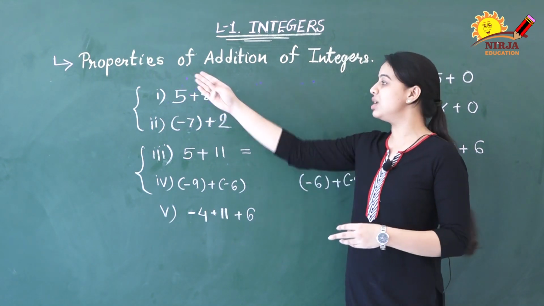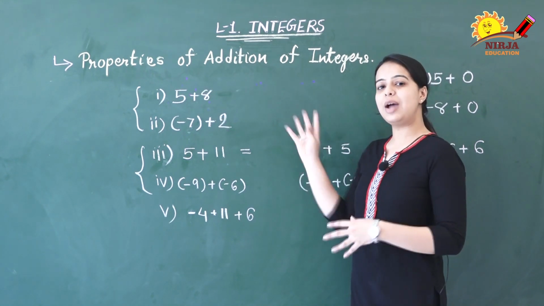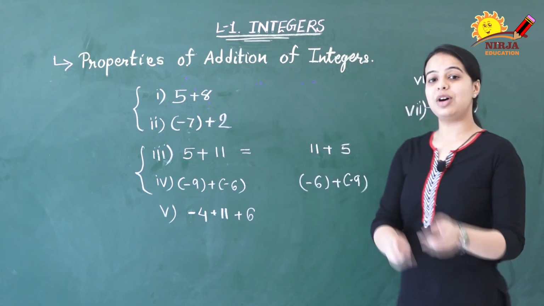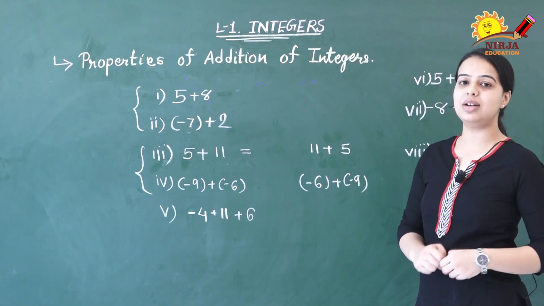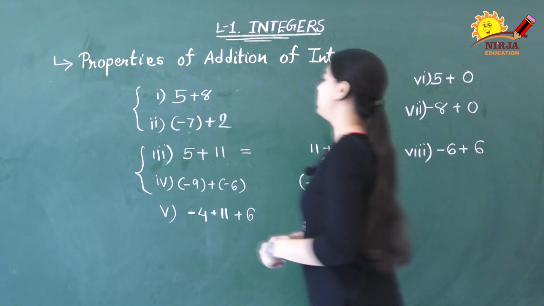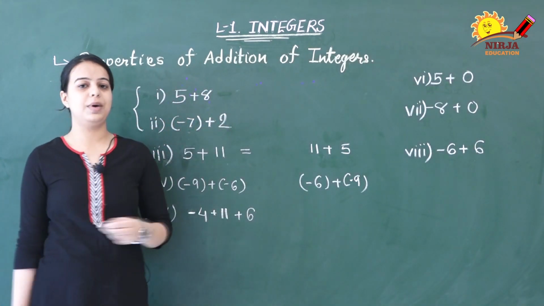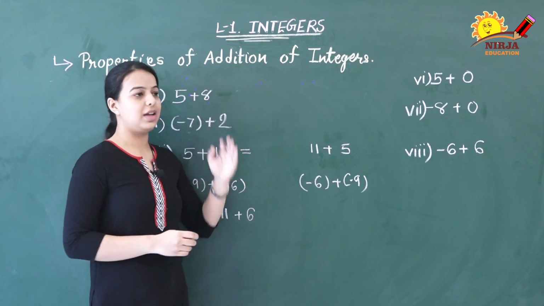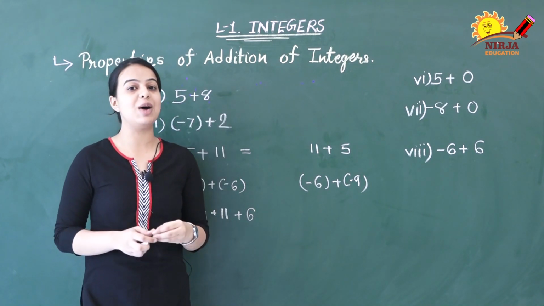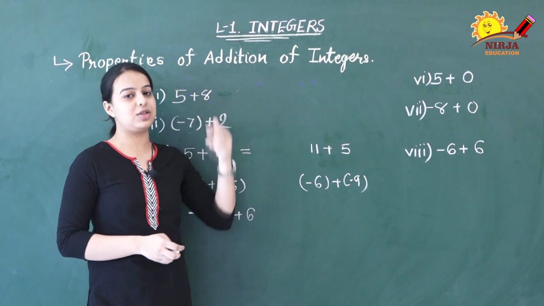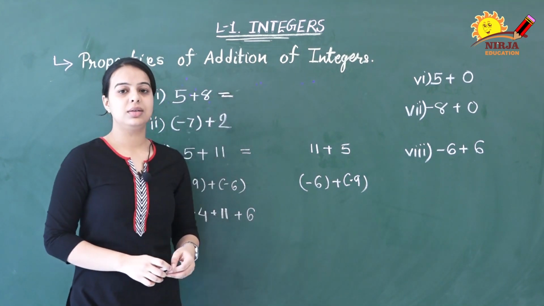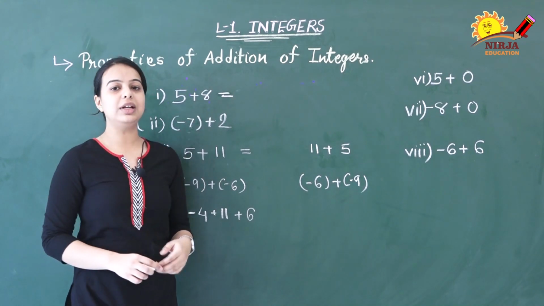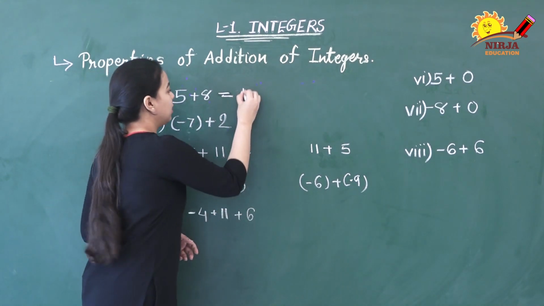But before actually starting with the topic, here I have listed some examples. First let's solve these examples, then we will see the properties of addition and subtraction of integers. Let's start with the first example. Here I have listed 5 plus 8. You all know how to do addition of two positive integers, right? So if I do 5 plus 8, we will get the answer as 13.